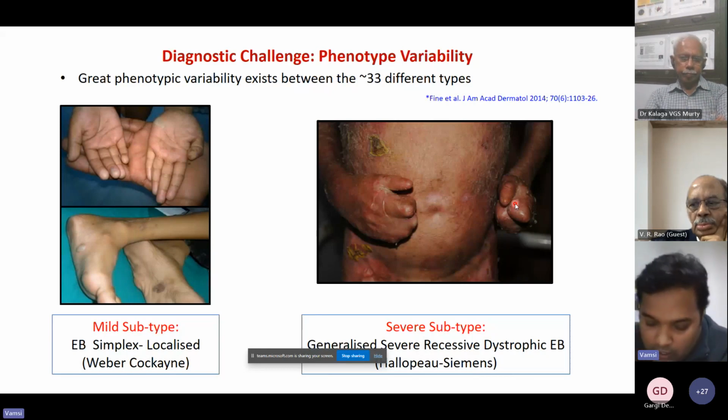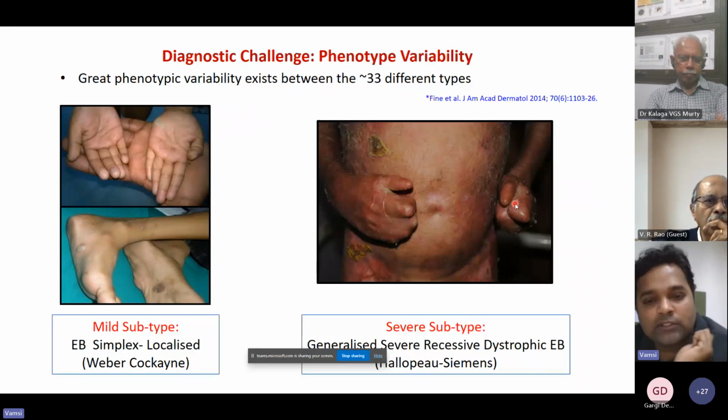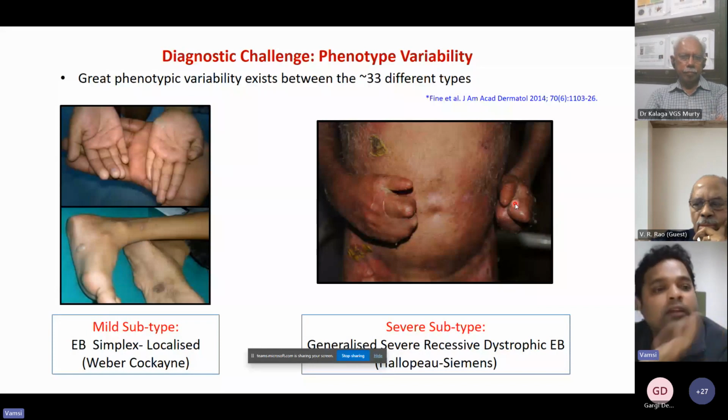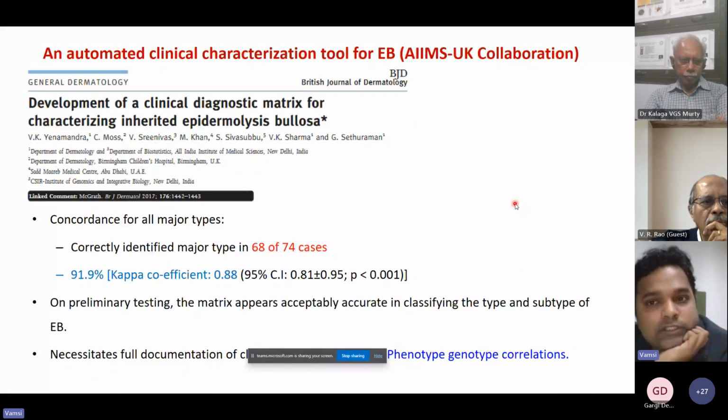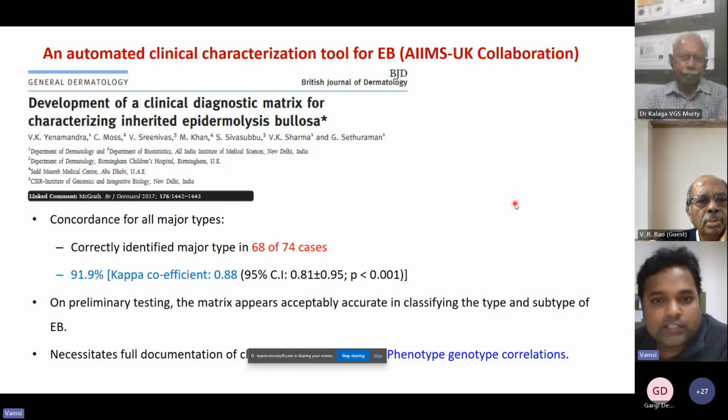So my question was, can I apply the same technique that we as clinicians use to identify diagnosis, that is, not only looking at clinical features that are important, but also clinical features that are non-existent? Thus came up this clinical diagnostic matrix that we published. It is an algorithm using only clinical features that accurately identifies the type of EB in close to around 92% of the individuals. And the most important component is that with the evolution of next generation sequencing, it was envisioned that it would also help AI and machine learning algorithms to come up in the future for better diagnosis.